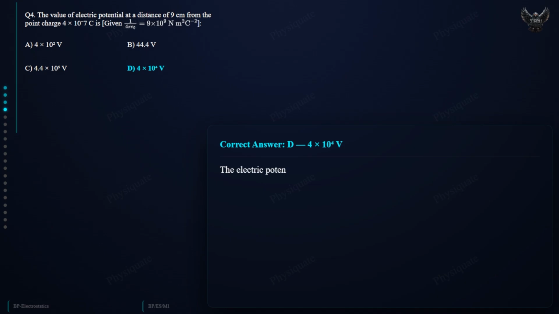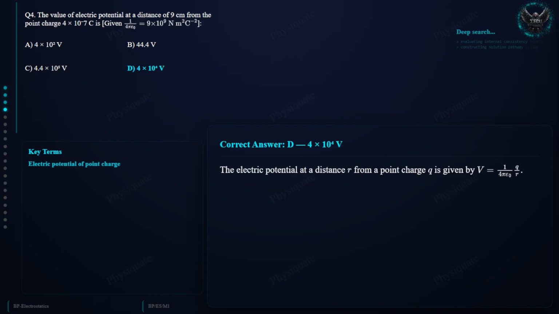The electric potential at a distance r from a point charge q is given by V equals 1 divided by 4 pi epsilon 0 times q divided by r. Now let us consider electric potential of point charge. The electric potential due to a point charge is equal to Coulomb's constant multiplied by the charge and divided by the distance from the charge.